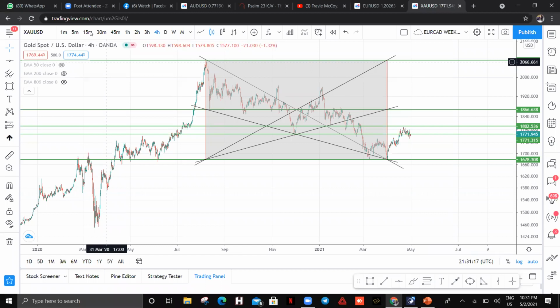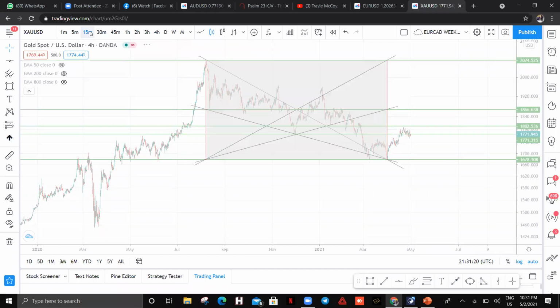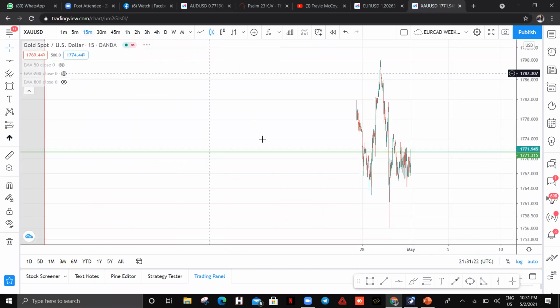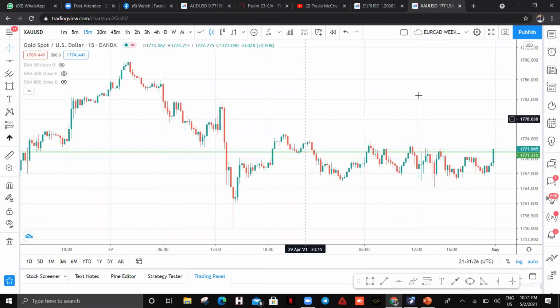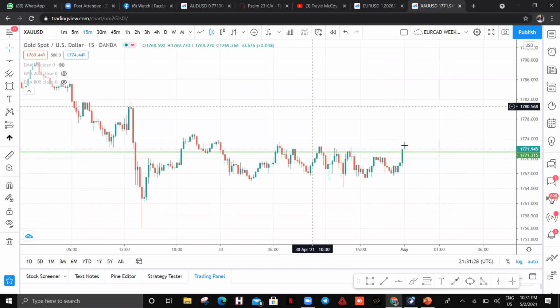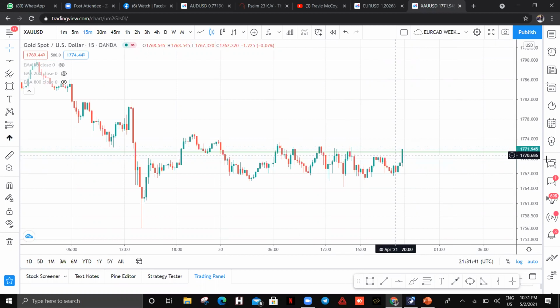So I'll go to my 15 minutes. I'll see how price reacted to this. Now, let me reset my chart. Beautiful. Price broke our pivot level. Have you seen it? So it broke it. We're going to wait for this candle to close, and we'll wait for the next 15-minute candle to close. If you actually close above this pivot level, we'll take our buy to the next pivot level.